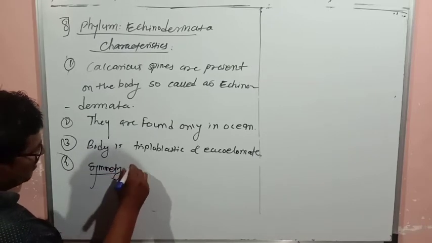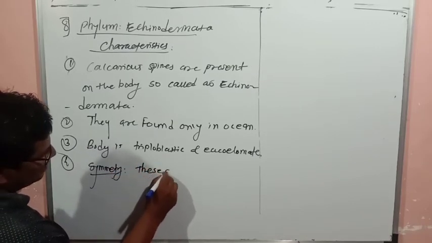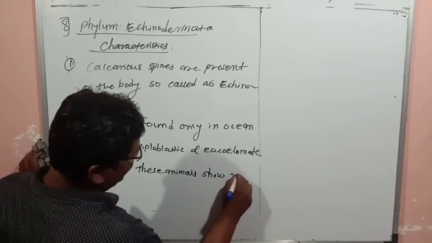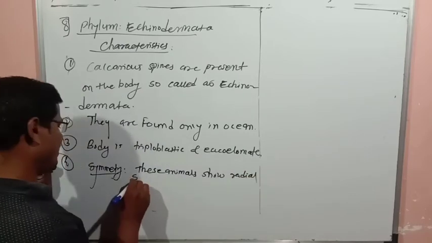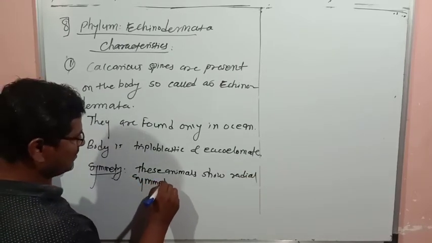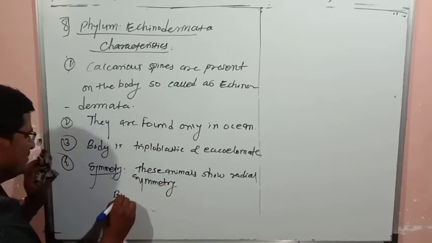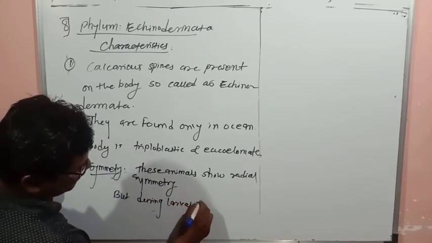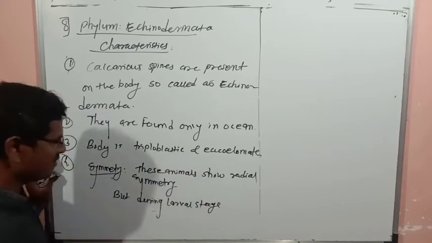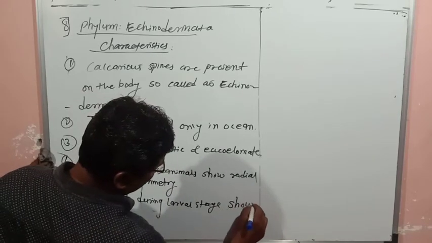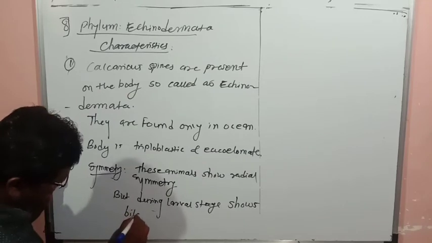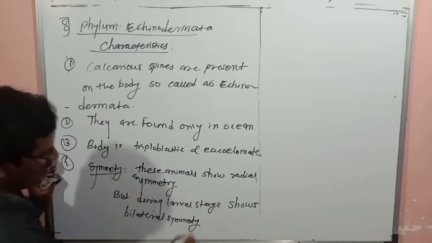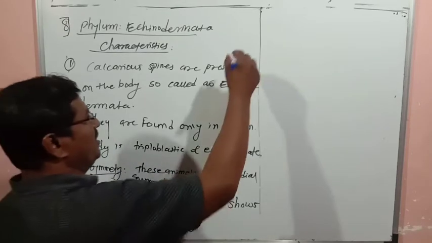These animals show radial symmetry, but the larval stage shows bilateral symmetry. During the larval stage, it shows bilateral symmetry.